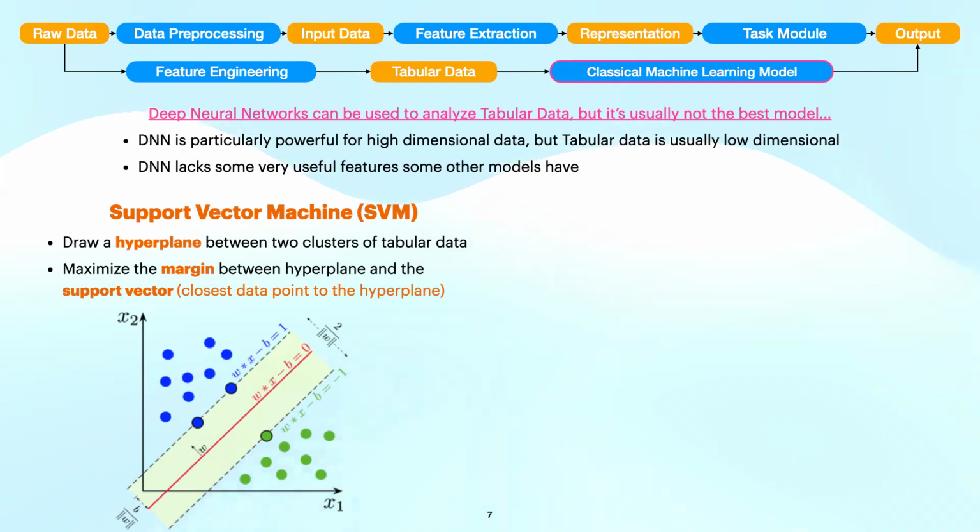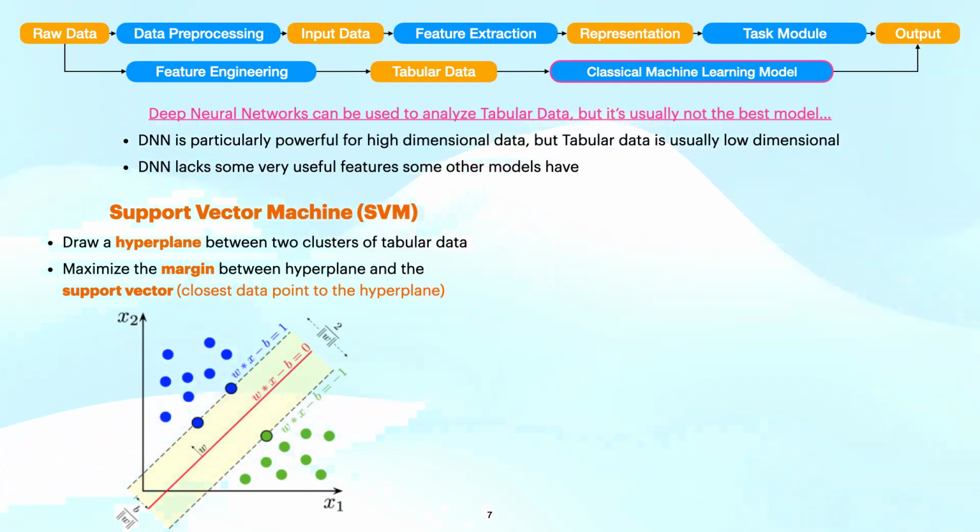So the margin is the distance between this hyperplane, or this line we draw, and the nearest point of both data clusters. So it's maximizing this, and this. So it's maximizing the margin between the hyperplane and the support vector. And the support vector is defined as the closest data point to the hyperplane.